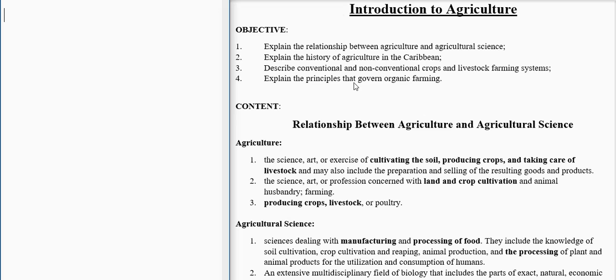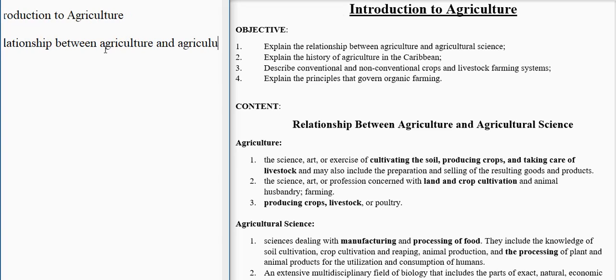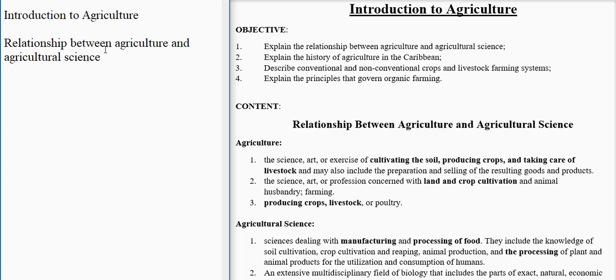So let's dive straight into the content. We're looking at an introduction to agriculture. And firstly, we're going to look at the relationship between agriculture and agricultural science. Now, what is the difference between the two?